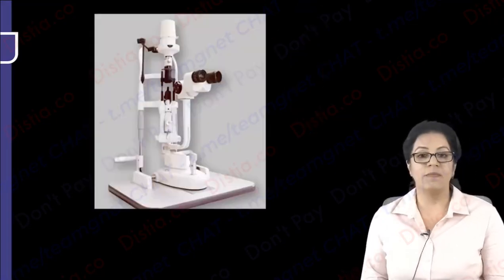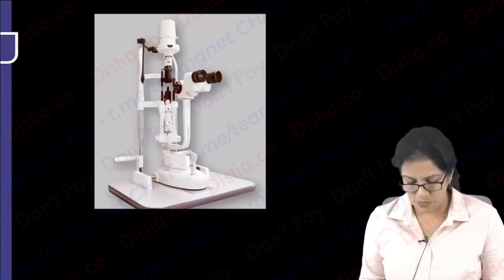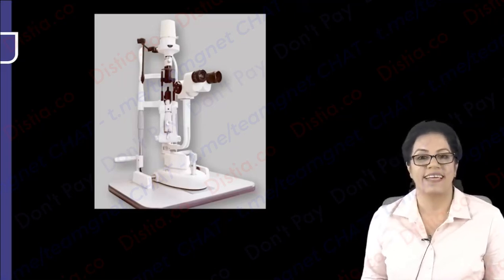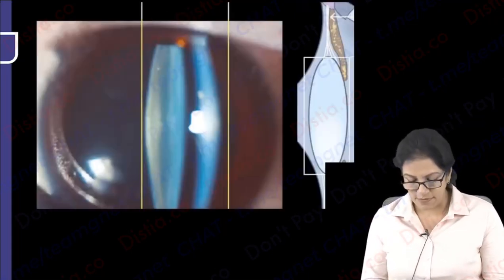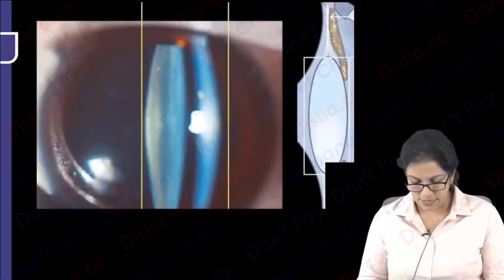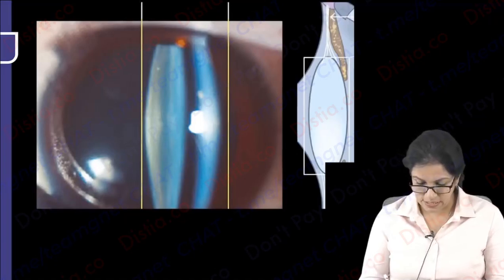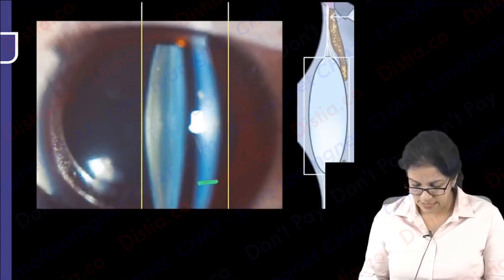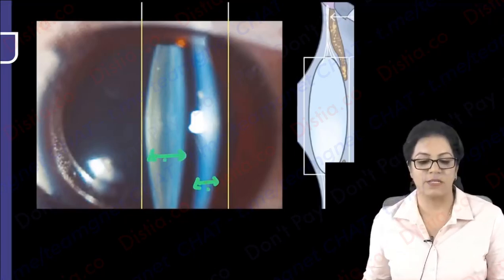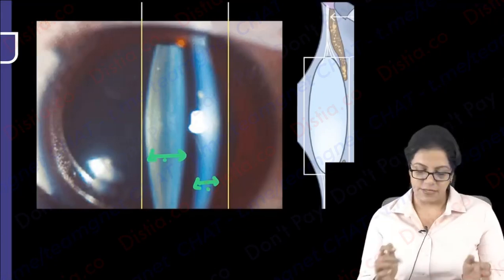Okay. So the ideal method of examining the lens is through the slit lamp. And when we are seeing through the slit lamp, what do we see? We should know that if this is the corneal section, right? And this becomes your section of the lens when I see through the slit lamp. Let's get back to our notes.